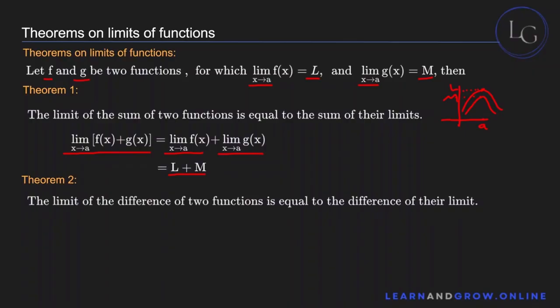The second theorem states that the limit of the difference of two functions is equal to the difference of their limit. So it basically means the same thing. In case of both addition and subtraction, you can take the limit common from both of them, and that in this case is equal to L minus m, because the limit of f of x as x approaches a is L, and the limit of g of x as x approaches a is m with a negative sign between them, right? But you can take the limit common.